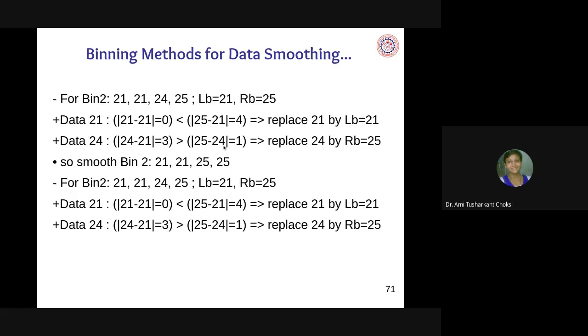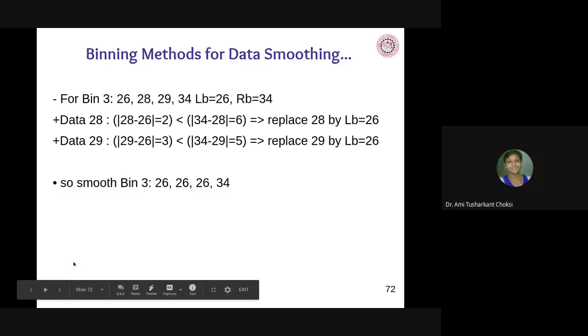25 minus 24 is equal to 1. Here, 3 is greater than 1. That is, the distance with the left boundary is greater than the distance with the right boundary. So we replace the data by the right boundary, that is equal to 25. Very simple. And so the smoothed bin 2 is 21, 21, 25 and 25, right?